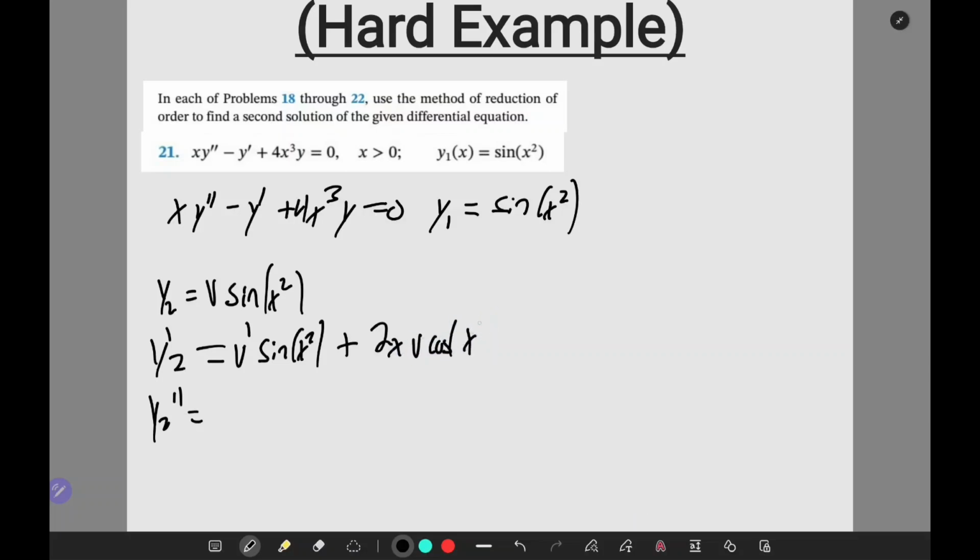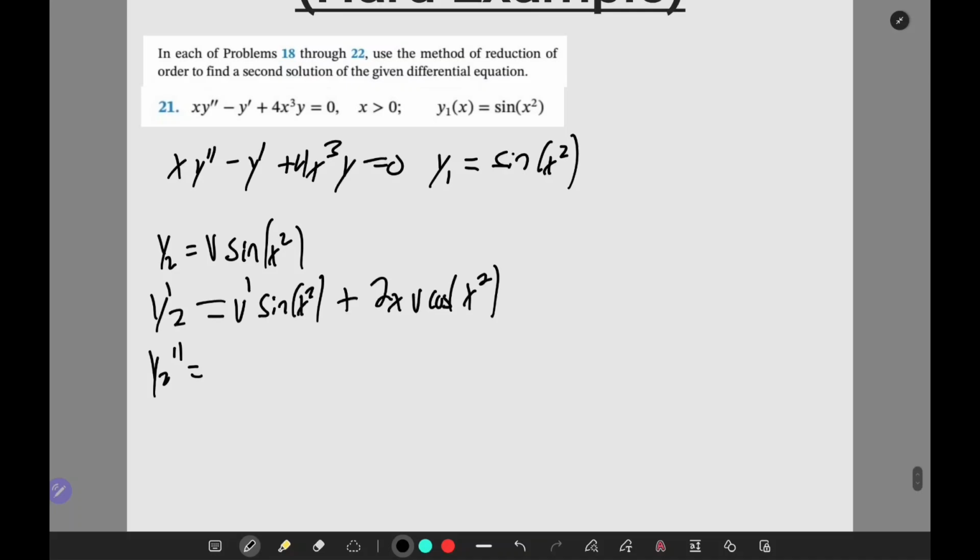If you're not familiar with the product rule, I would go and practice it. Also, in differential equations, you should never have to use the quotient rule. You should always be able to just rewrite it so you can use either chain rule or product rule, right? It's so much more simple. You should never have to do quotient rule. Where was I? Okay, that's it.